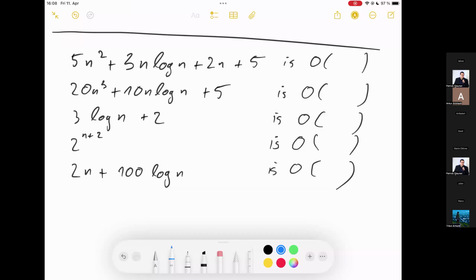So now that you have had a few minutes to think about these terms, we look at 5n squared plus 3n log n plus 2n plus 5. What is its O complexity? You can turn on your mic or tell us in the chat what you think that O complexity is.